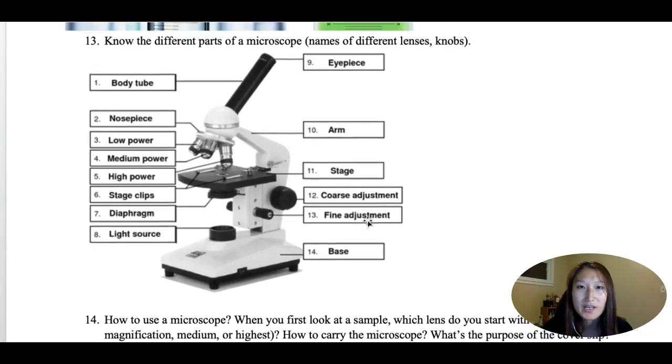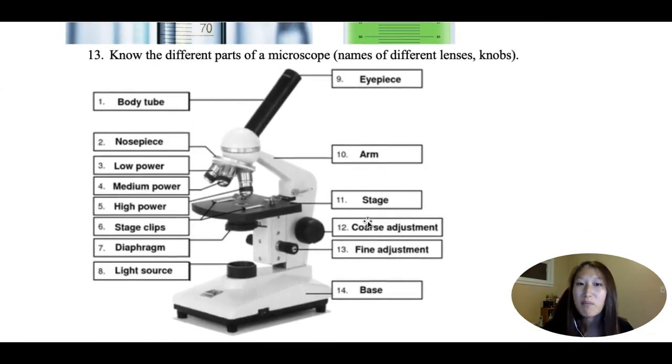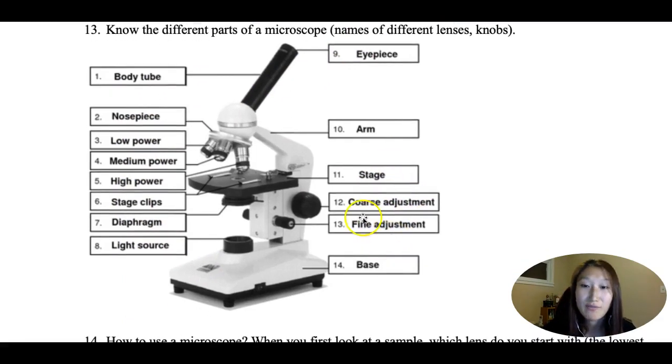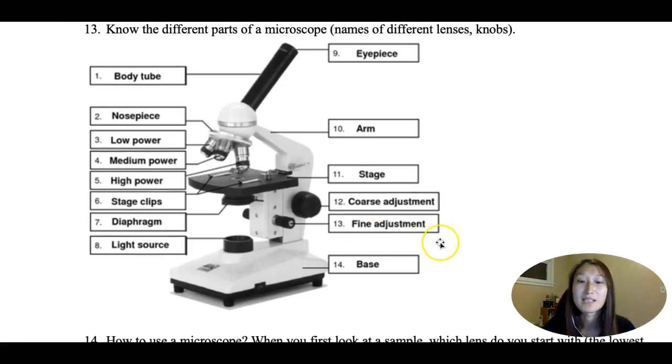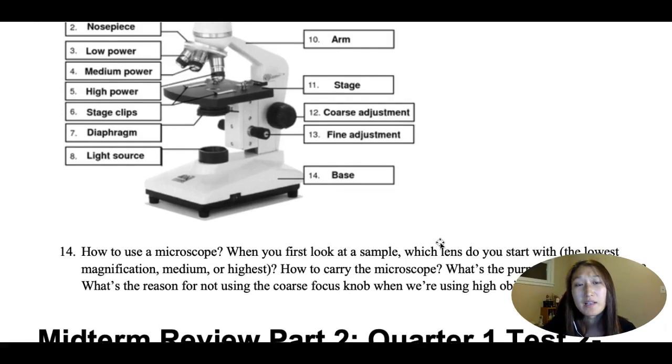The last part is about the microscope, because the microscope has different parts to it. You have the body tube, eyepiece, nose piece, low power, medium power, high power, arm, stage, coarse adjustment, and fine adjustment. You should know that you use the fine adjustment after you use the coarse adjustment, because it makes the stage go up and down not as much, to help you really focus on the specimen you're looking at.